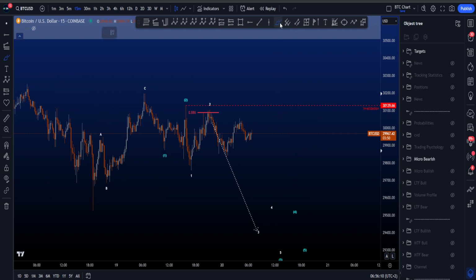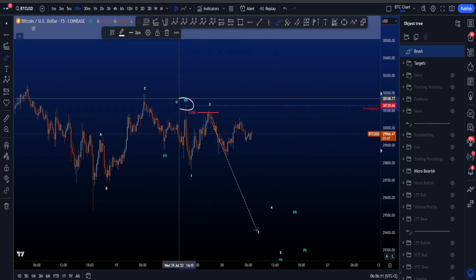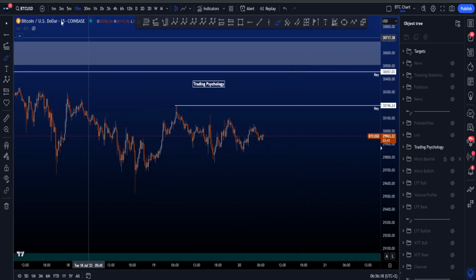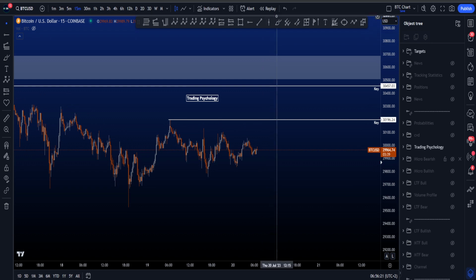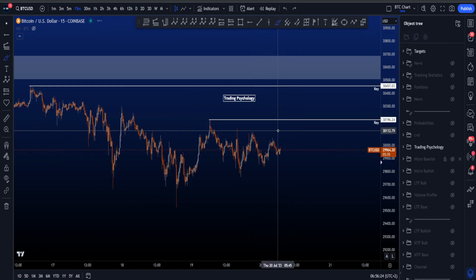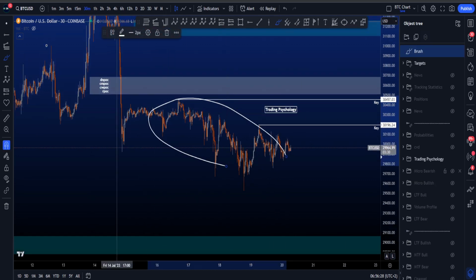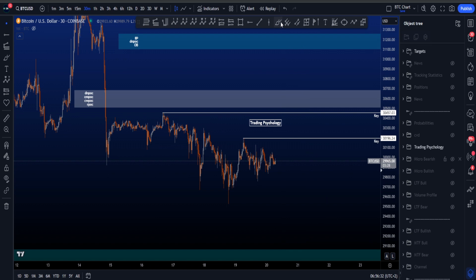The invalidation of this scenario would be for price to take the high over here of this wave 2 at 30,129. Trading psychology wise, it can also be nice to see a little bit more upside, of course, either directly or first go down and then move up, to also stop out a couple of people that have been shorting in this range. Because where would you put your shorts if you are shorting in this range?